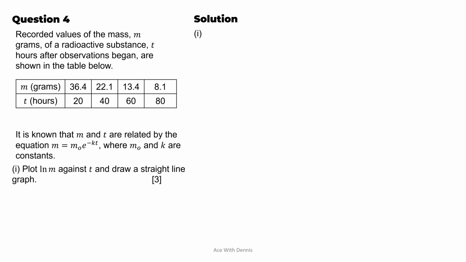Here is the solution for part 1, which is plot ln m against T and draw a straight line graph, 3 marks. So the first thing we need to do is calculate ln m for each of the values of m. So the first one, m is 36.4, so ln 36.4 we get 3.60. Next value, m is 22.1, so ln 22.1 will give us 3.10. The next number, 13.4, so ln 13.4 will give us 2.60. And the last number, 8.1, so ln 8.1 will give us 2.10.